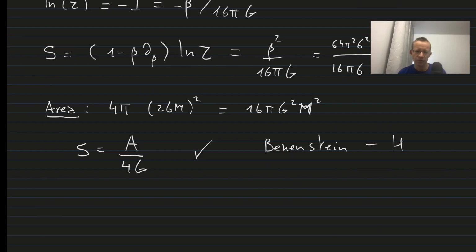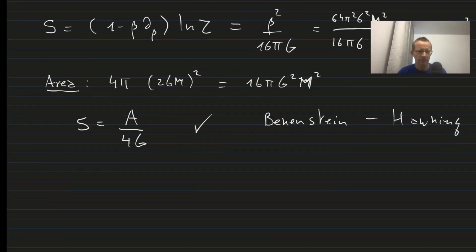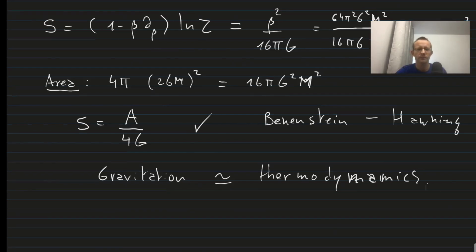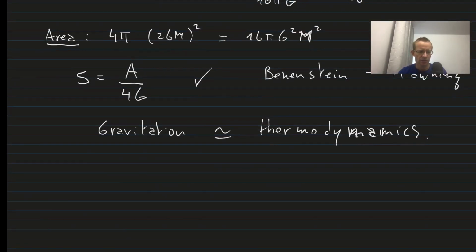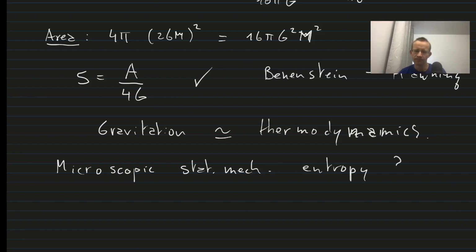So here we've derived it from a Schwarzschild solution using the idea that the gravitational path integral, or the gravitational field, is very much like a thermodynamical field. So this begs the question, if this is a thermodynamical description, then what is a microscopic statistical mechanical description of this entropy? And this is a central question in quantum gravity.